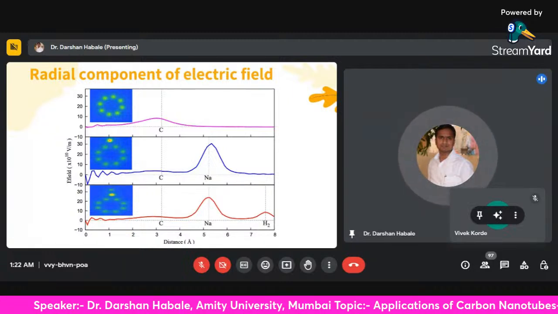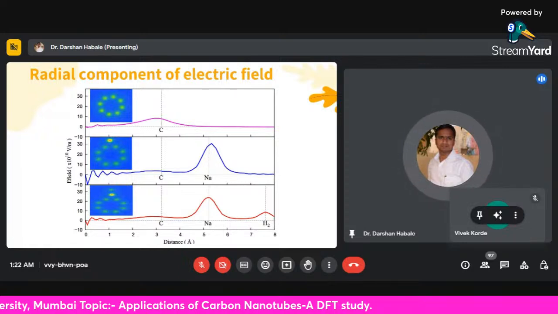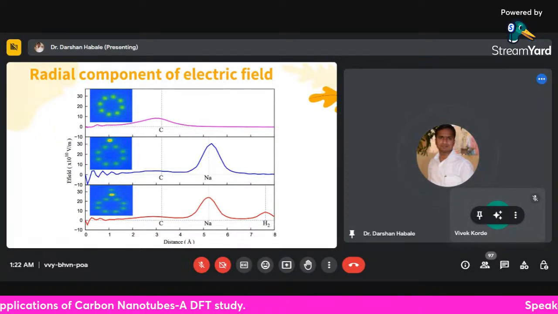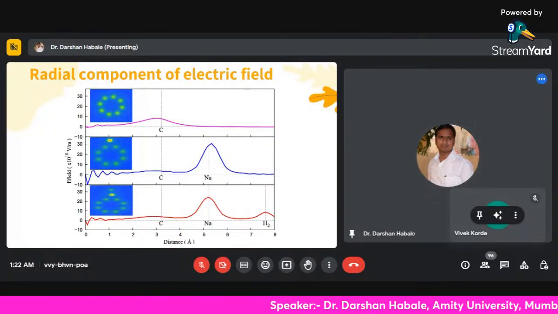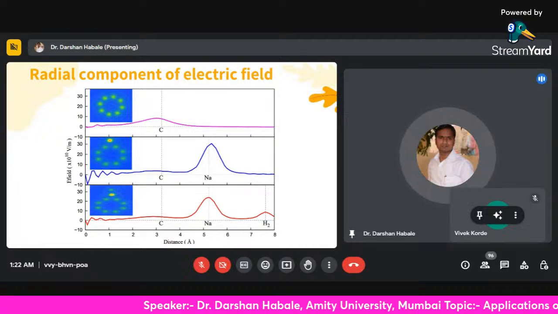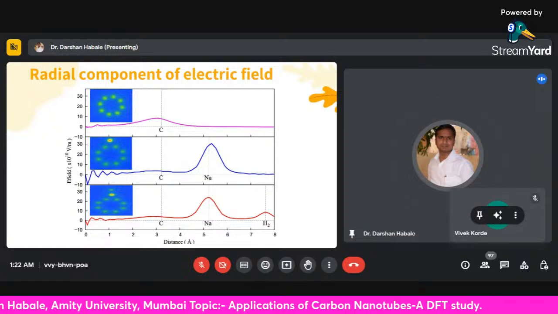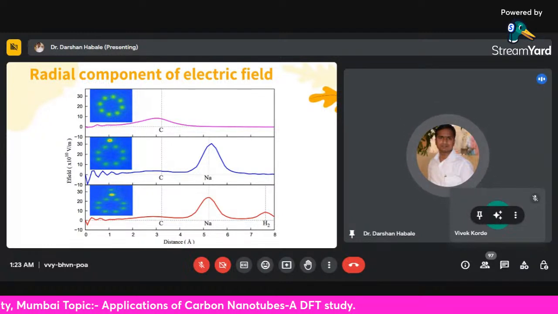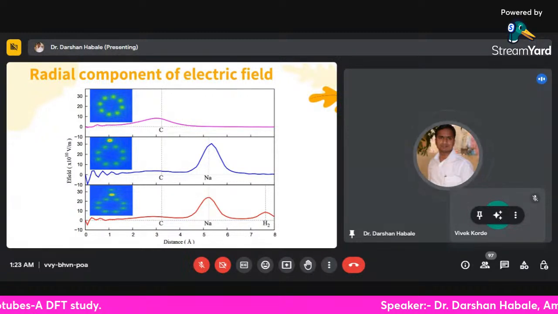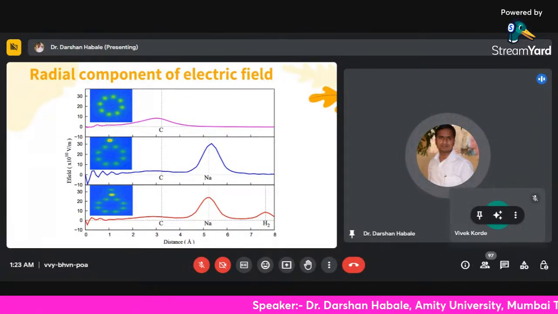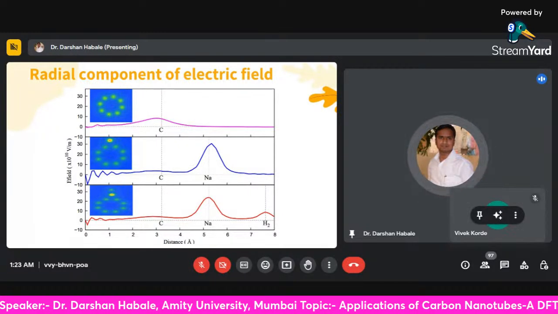So now to understand this, one more property we studied, that is the radial component of the electric field. To understand the hydrogen adsorption in detail, we will study the electrostatic potential of pure CNT, sodium attached CNT, and hydrogen adsorbed NaCNT. Okay, so these are the three different diagrams. One is of CNT, another is of NaCNT, and the third is hydrogen NaCNT. These are the three images, and at the same time there is an electric field curve. This is the distance in angstrom, and this is the field around Na, field around carbon, and field around hydrogen.